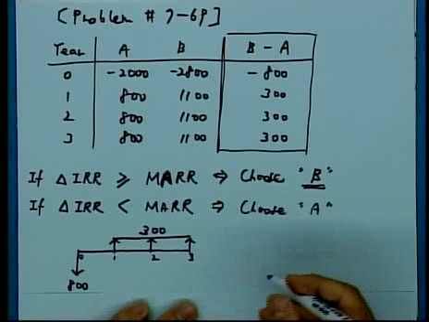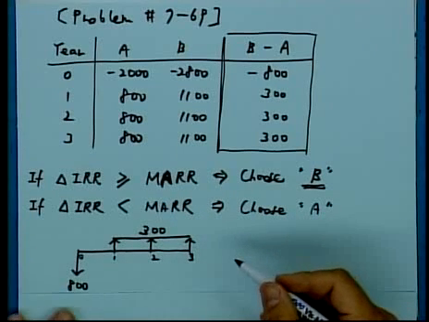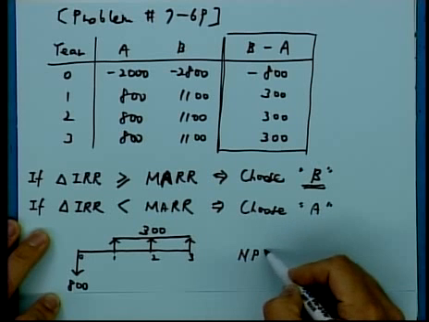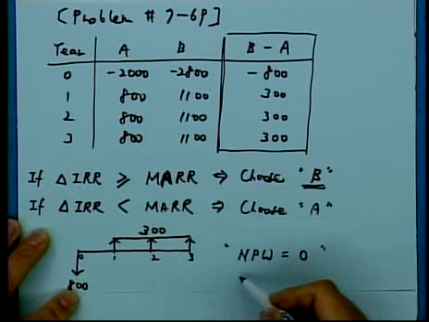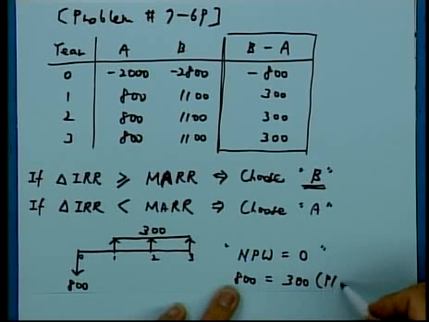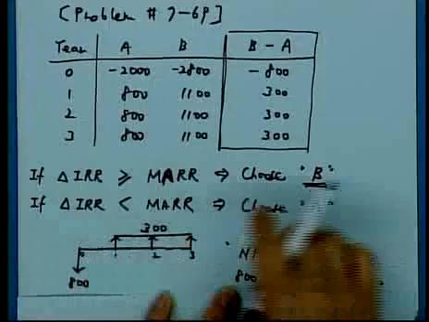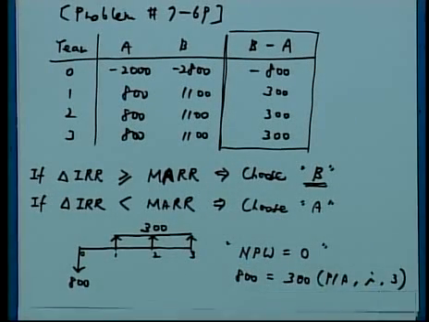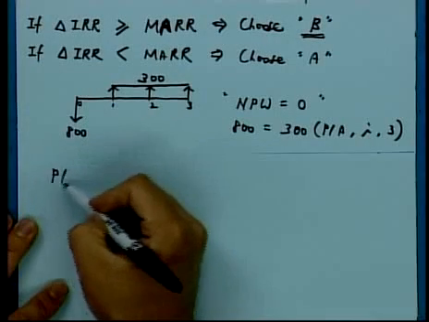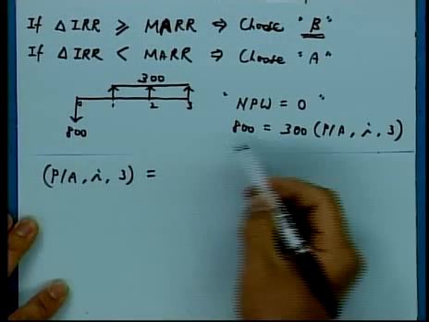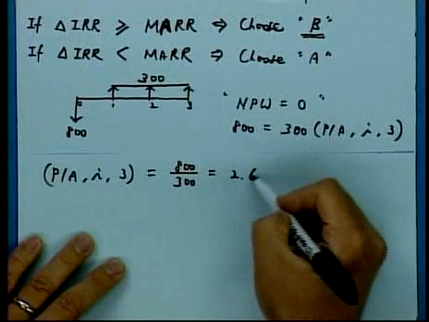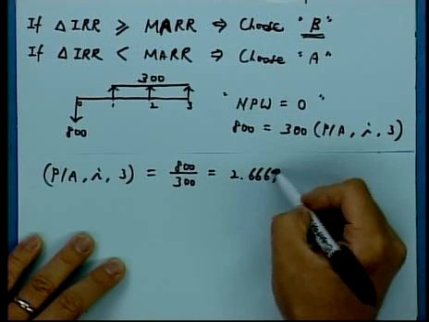So that's going to be net present worth equals 0. So 800 equals 300 times P given A, i over 3 periods, right? So in this case, P given A, i over 3 periods equals 800 divided by 300. How much is this? It's 2.6667.